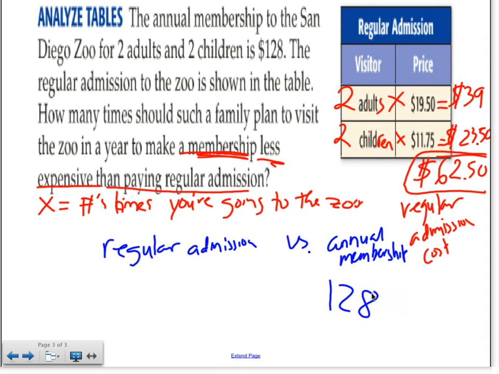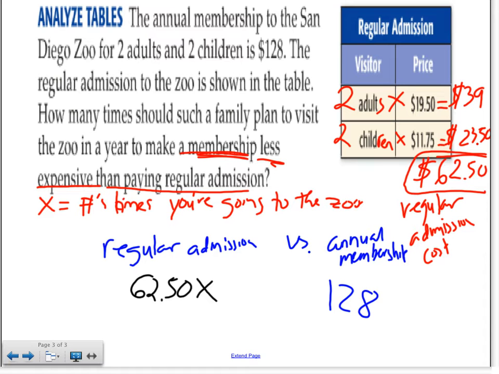Is that right? Yeah. For the regular admissions, how much does it cost each time? $62.50. But this is only one time, right? So we're trying to find out how many times we have to go to make this less than that. We already declared X to be the number of times we plan to go. So what do you think we should do with the X? Times it. Times it by what? 62.50. Right, very good. So I'm going to times it by X. This represents the total cost of money you have to pay for the number of times you can be going to the zoo, right?